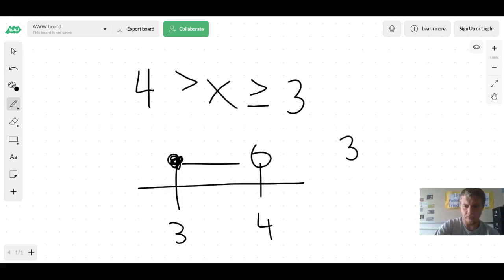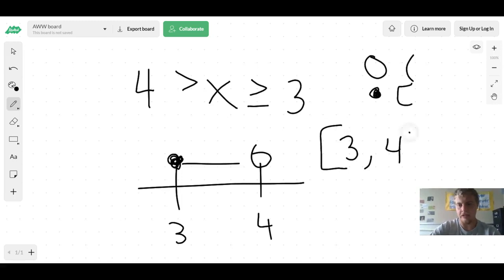We say this goes from 3 to 4, so we write it kind of like an ordered pair, and then we have to make a decision whether it's a closed dot or an open dot. So an open dot is a parenthesis, a closed dot is a bracket. So in a problem like this, we would go from 3 to 4, and we'd have a closed dot at 3 and an open dot at 4.